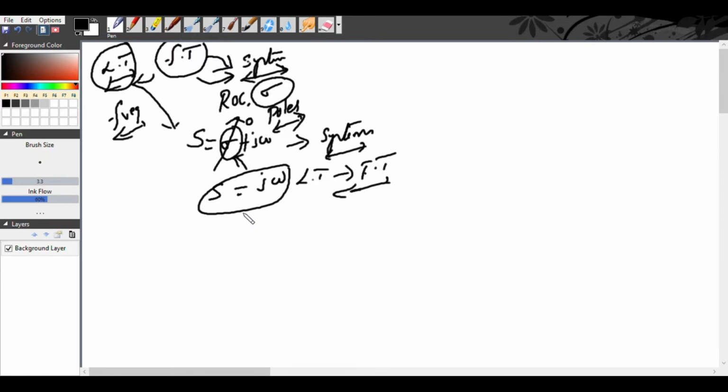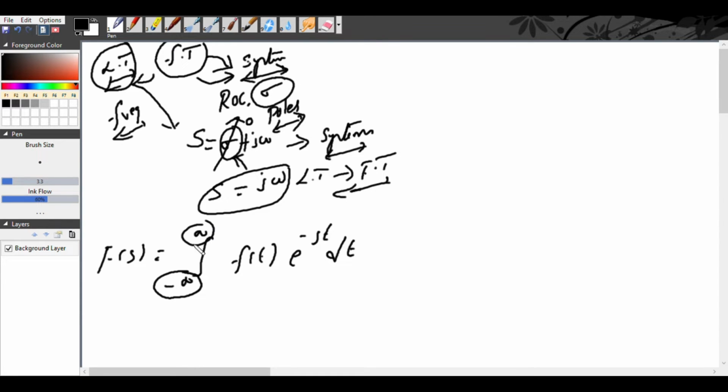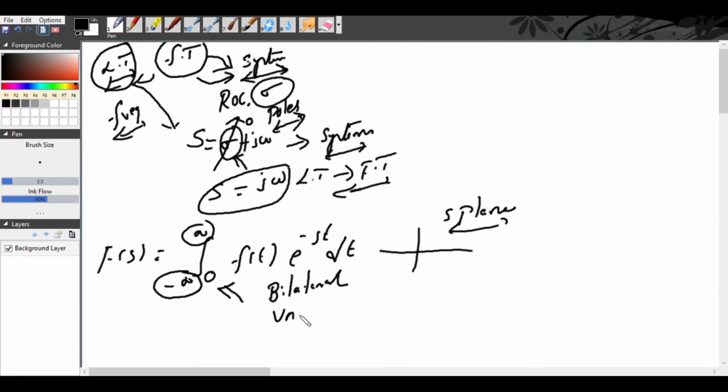Okay, so this is the Laplace transform equation: F of s is equal to the integral from minus infinity to infinity of f of t e power minus st dt. This Laplace transform can be applied on both the positive and negative sides, so I can call it a bilateral transform. If I make the lower limit 0, then I will be analyzing only the positive side of the S plane, so I can call it a unilateral transform.